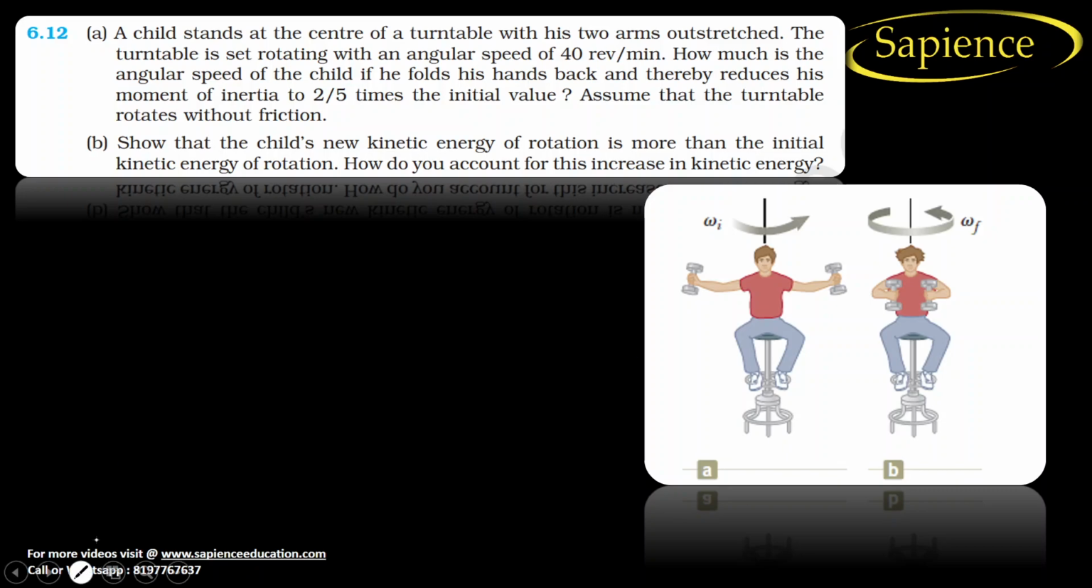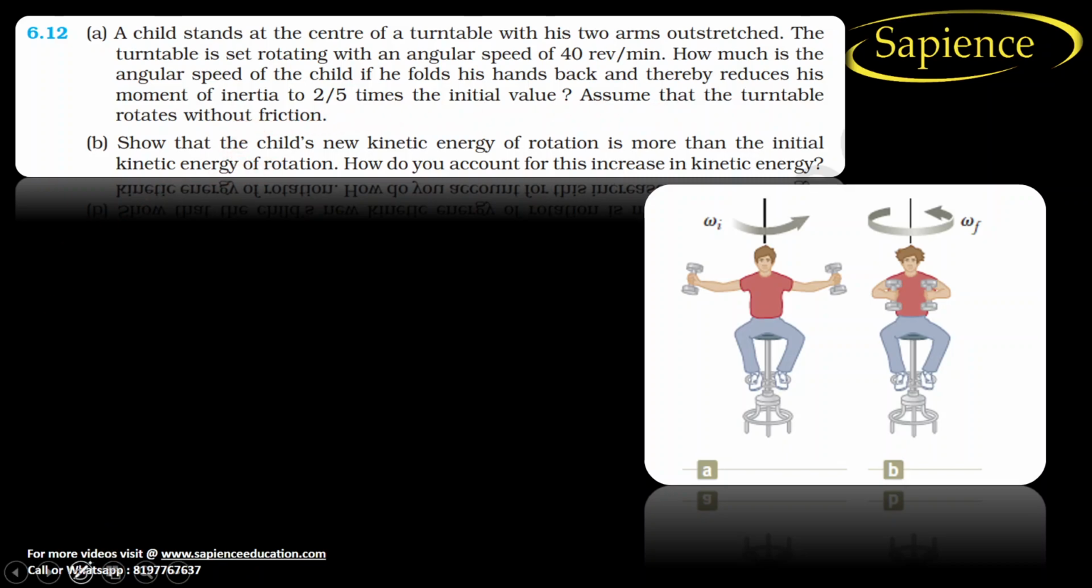Hello everyone. I am going to solve question number 6.12 of rotational motion. The question says a child stands at the center of a turntable with his two arms outstretched. This is your condition, and the turntable is rotating with an angular speed of 40 revolutions per minute. What is the angular speed of the child if he folds his hands back and thereby reduces the moment of inertia to 2/5 times the initial value? Assume that the turntable rotates without friction.